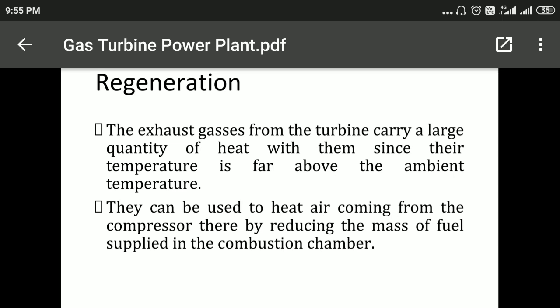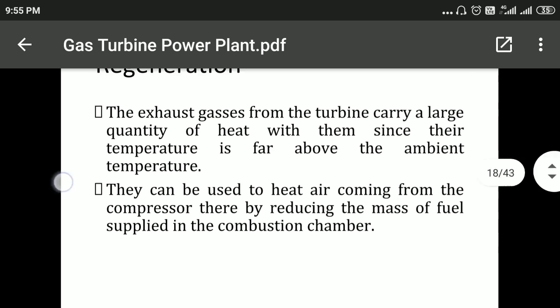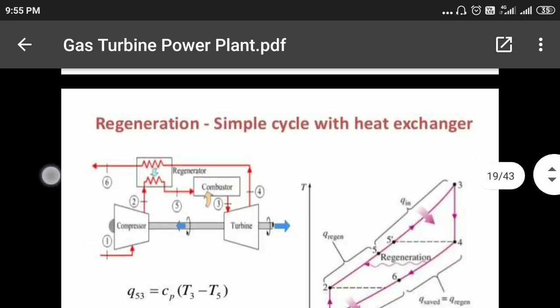That heat can be used to heat the air coming from the compressor, thereby reducing the mass of fuel supplied in the combustion chamber. Basically, the heat leaving the turbine is utilized to heat up the high compressed air coming out from the compressor, so that the mass of fuel required in the combustion chamber is less. We will see the diagram of the regeneration.